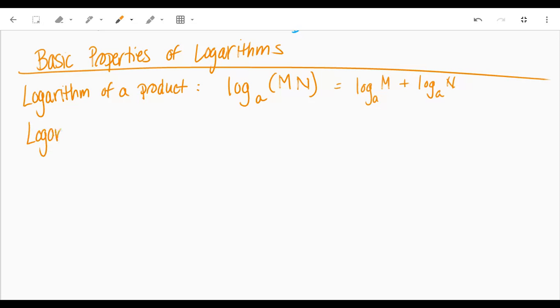Okay, logarithm of a quotient. So product is a multiplication problem. Quotient is the answer of a division problem. Log base A of m over n is just what you would expect probably, hopefully. Log base A of m minus log base A of n. Okay, and then we have our logarithm of a power.